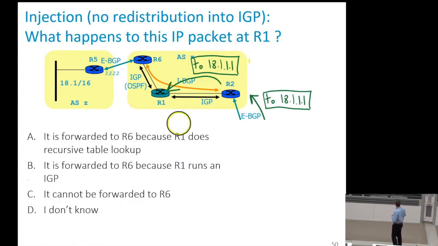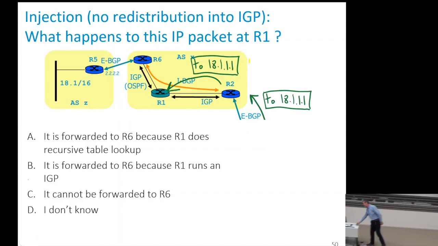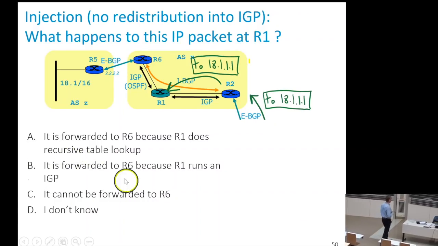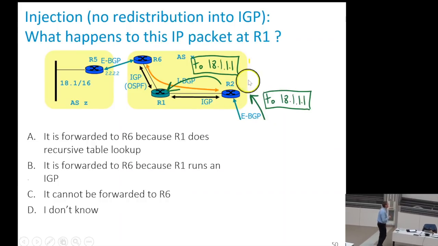Now, we discussed R2. What will happen at R1? For exactly this same packet. It's a packet that has been sent, is coming from R2 and is going to 18.1.something. Which way will it go at R1? The majority says B, but this is not correct. B means it's forwarded to R6, which is what we would like to happen. But in this network, R2 is not on link with R6.